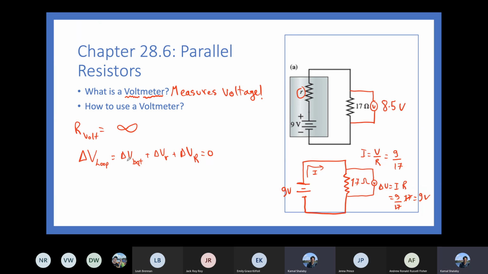So if this is 9 volts plus something we don't know, and this is 8.5, but always the resistor has a negative voltage compared to the battery, so we'll just have it as minus 8.5, which should equal 0. So you know that this is equal to negative half a volt.